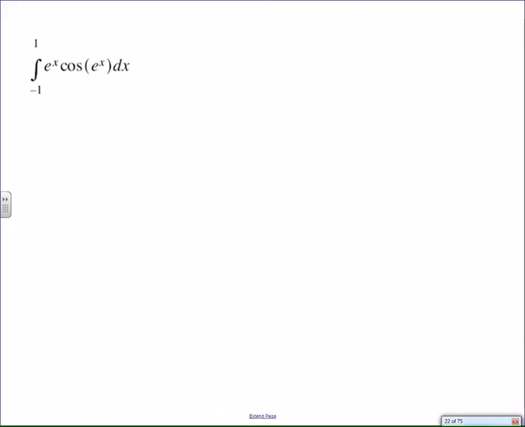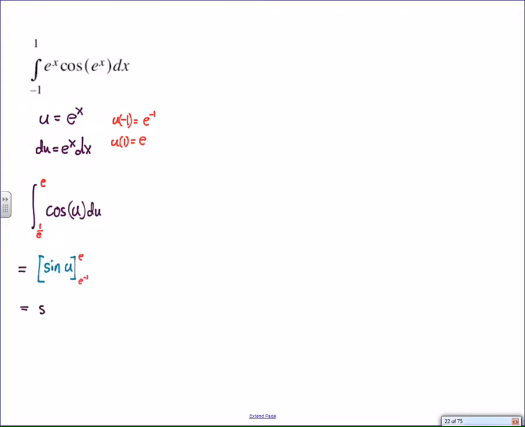Another quick example, we have a nice easy u sub thing here, but our boundaries are what's going to make this different. We're going from -1 to 1. So when x is -1, u is e to the -1, or 1 over e, and when x is 1, u is e to the 1. So there's a nice, super easy u substitution here, and we get an easy trig integral, and then we just evaluate from e to 1 over e, which is, again, very simple calculations.